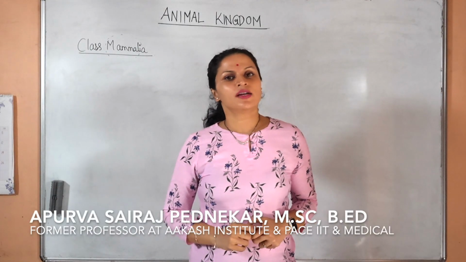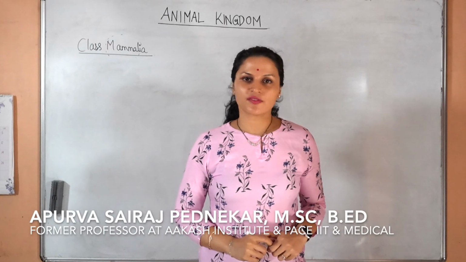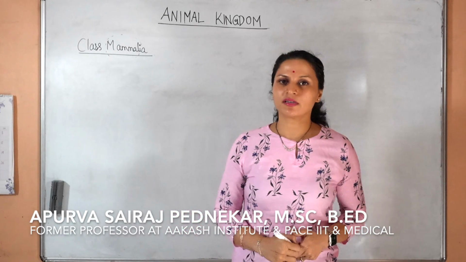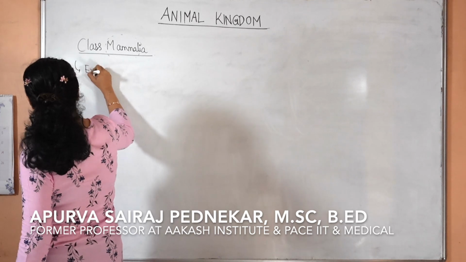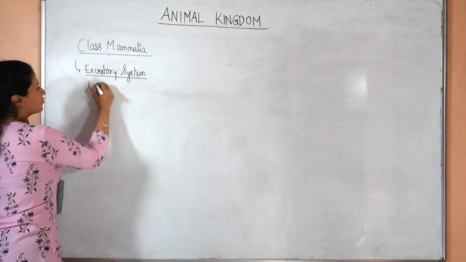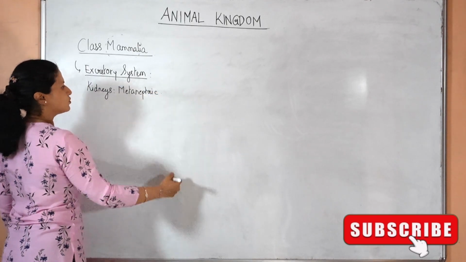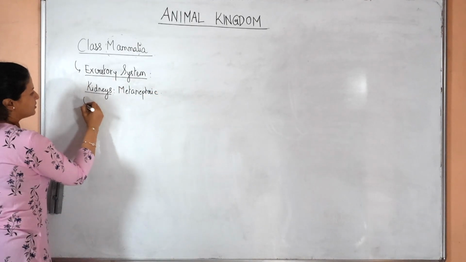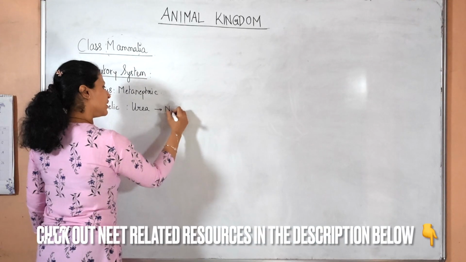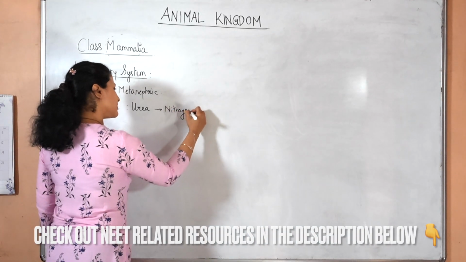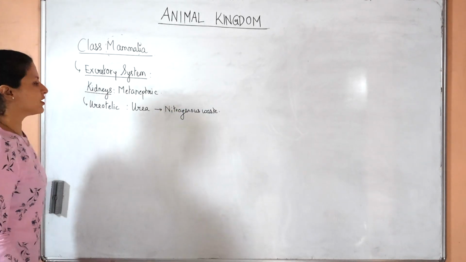Hello students, let us continue with the general characteristics of class Mammalia. We had completed up till the digestive system. Excretory system. The kidneys in case of mammals are said to be metanephric kidneys, which are the most advanced kidneys. The mammals are said to be ureotelic. Urea is their nitrogenous waste, which is excreted through urine.